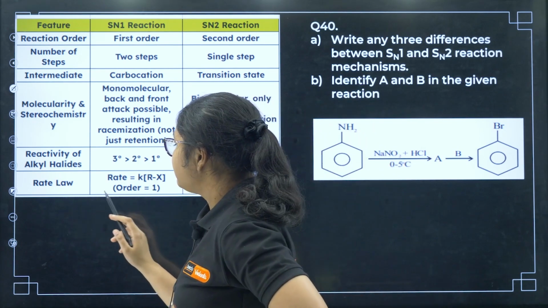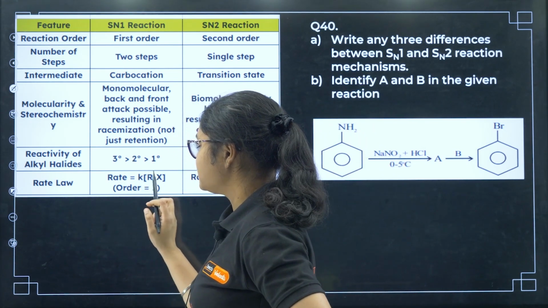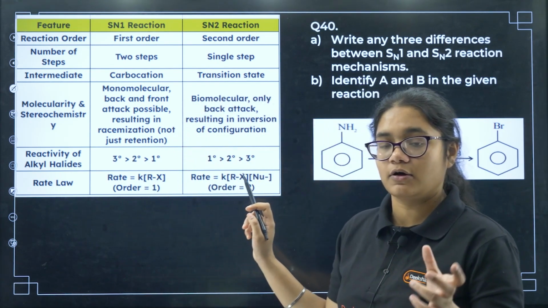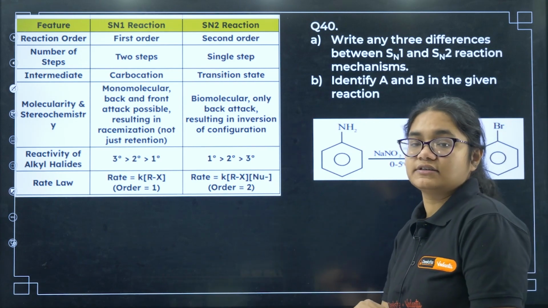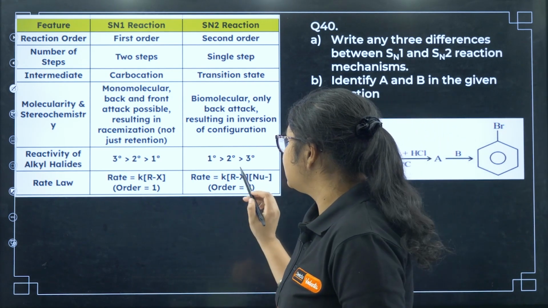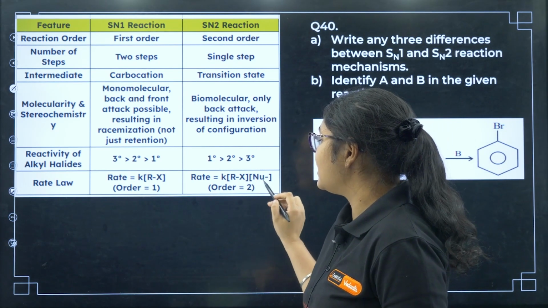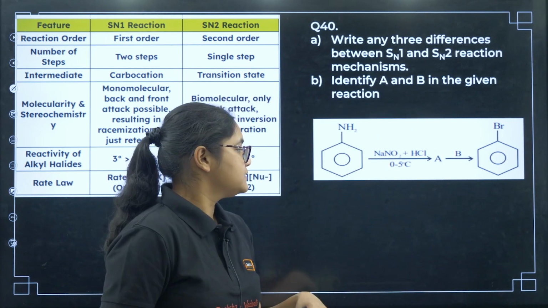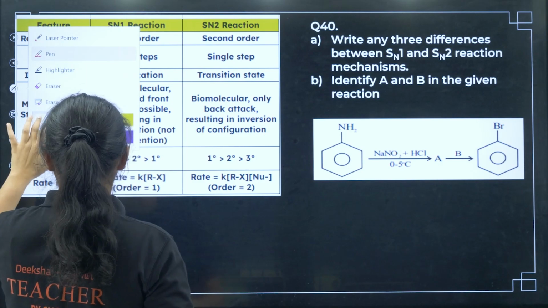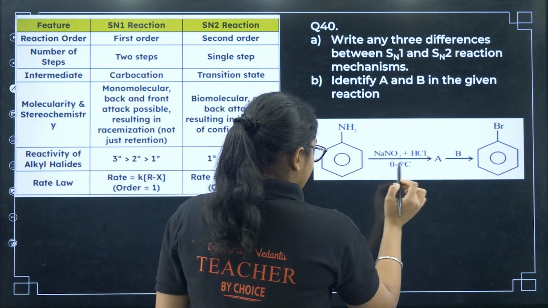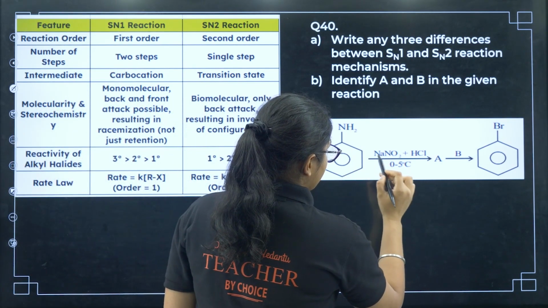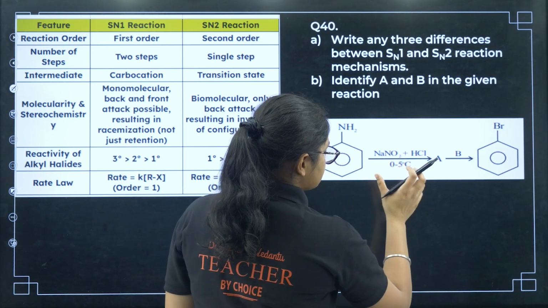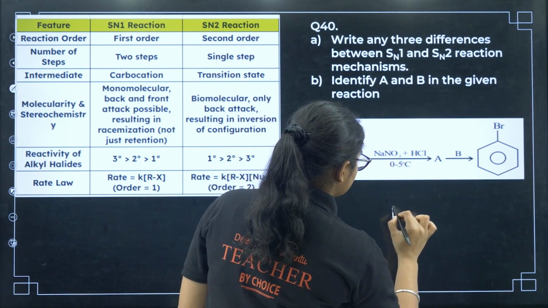Now the rate law. Here it is a first order reaction, K into the concentration of alkyl halide, and here it is K into concentration of alkyl halide into nucleophile. Order is 2 here. Okay. Next, if I see here, yes, this one NH2 and NaNO2 plus HCl. This is what? This is your benzene diazonium chloride.